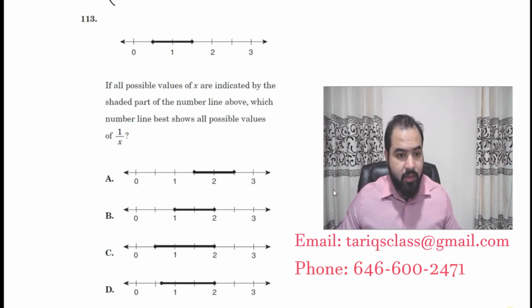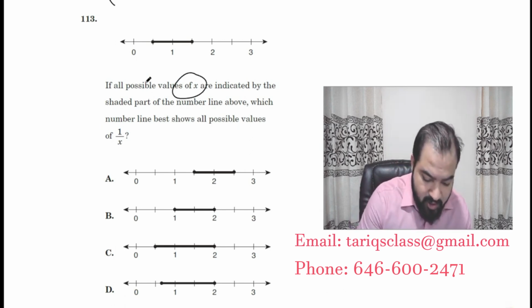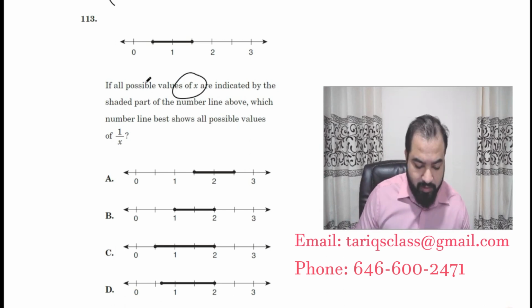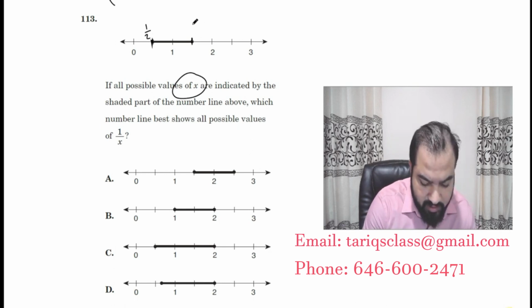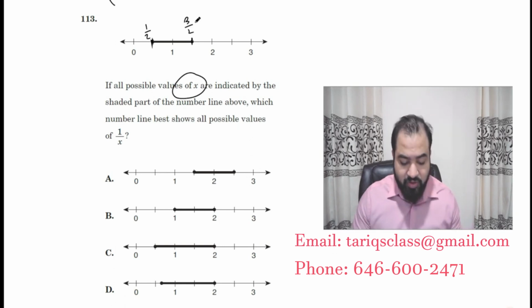Okay, now question 113. It says if all possible values of x are indicated by the shaded part of the number line above. So this is 1/2, and this is 1.5, or I can say 3/2. So now that's the range of values of x.